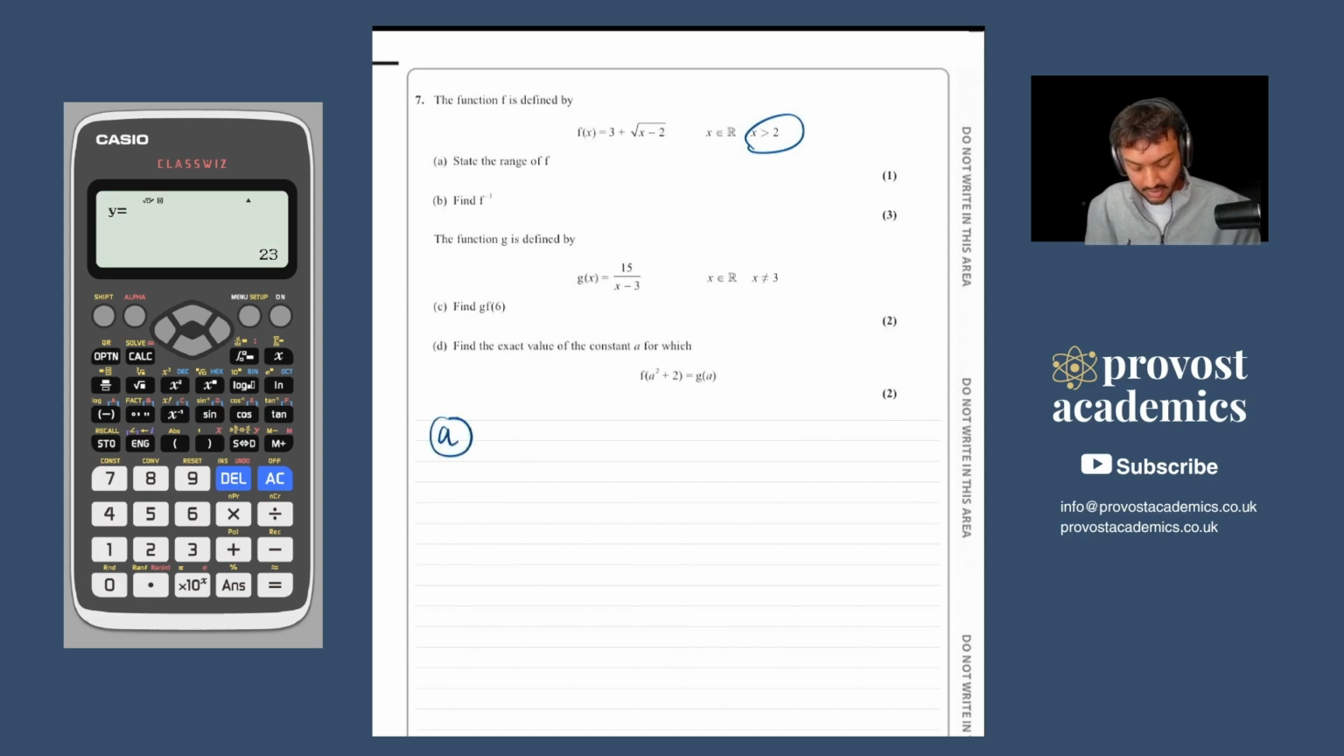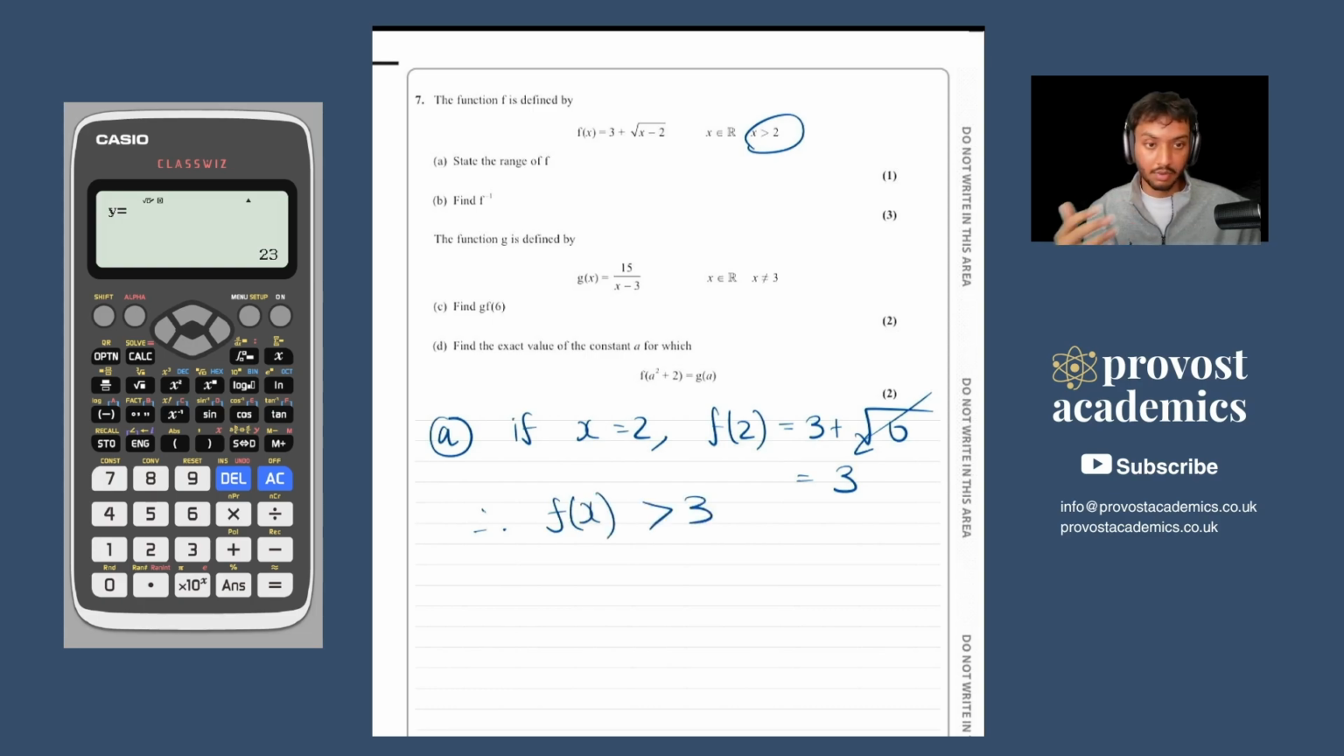So what do I mean by that? Clearly the limiting case would be when x is equal to, well, 2, right? That's the smallest possible value. So if x is equal to 2, f of 2 is equal to 3 plus square root of 0, which is just going to give you 3. So therefore the range of f of x has to be strictly greater than 3, because that was the smallest possible value.